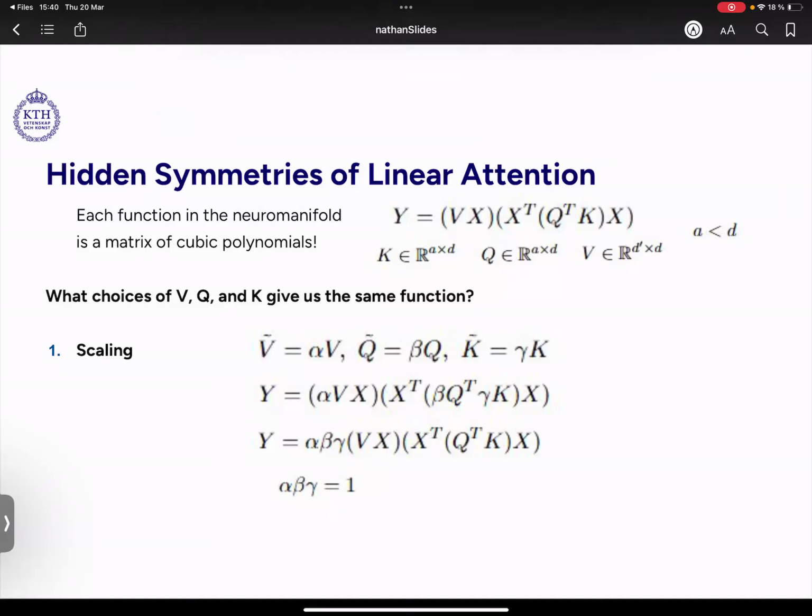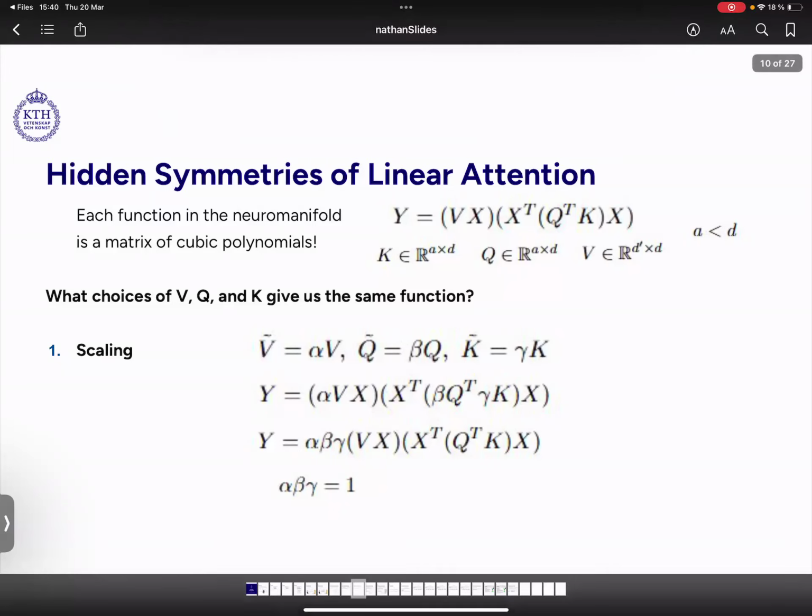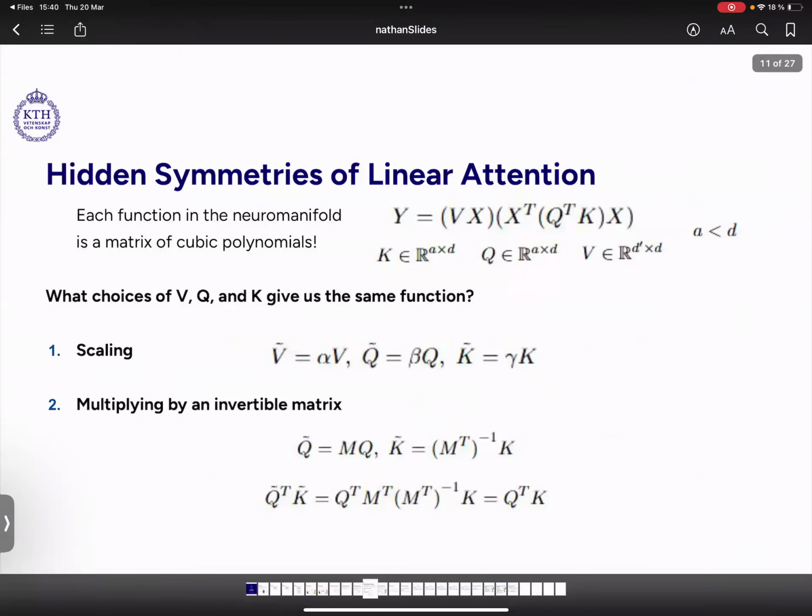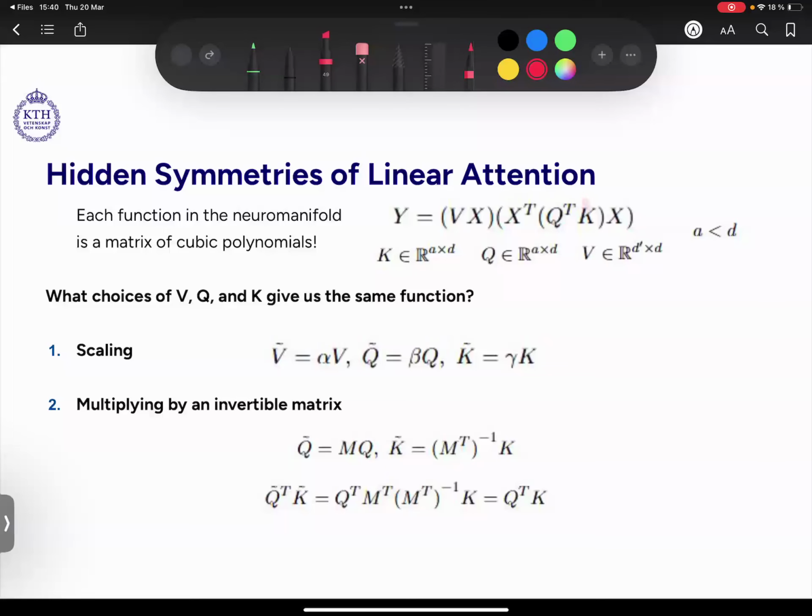But there's another way to change parameters without changing the function. It looks a little bit technical how Nathan wrote it, but it's really just an observation that in here you have this product Q transpose K. What I want you to think of now is that in the middle here, you can squeeze in an invertible matrix as much as you want. If I do this for an invertible matrix, then I added an identity and it hasn't changed anything. So if I change my Q matrix like this and my K matrix like this, then you just compute that this of course doesn't change this product.